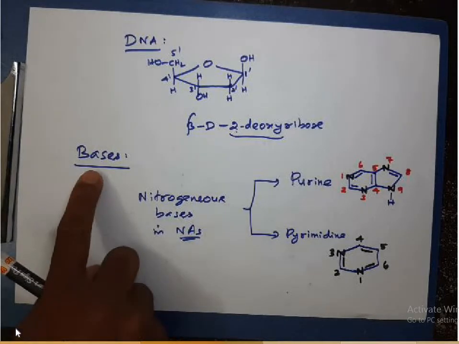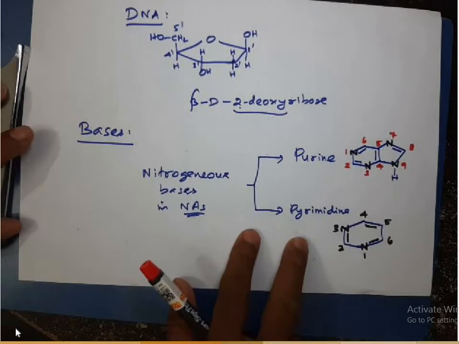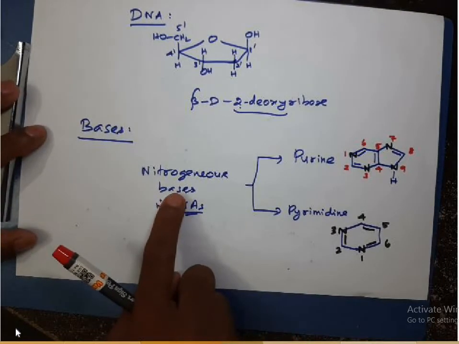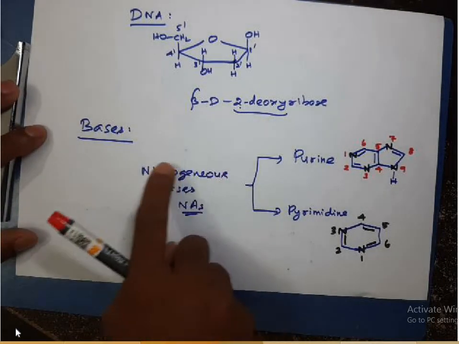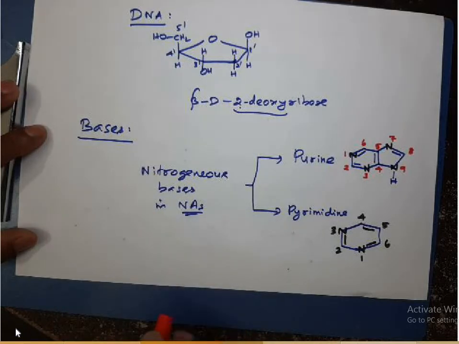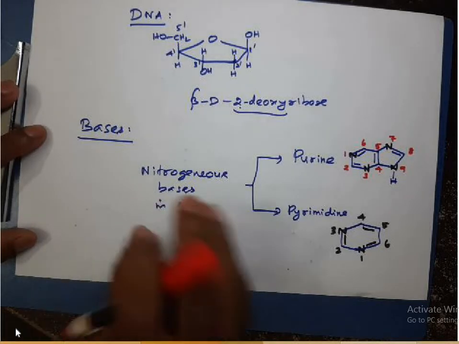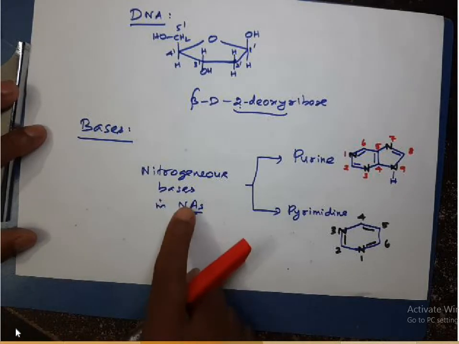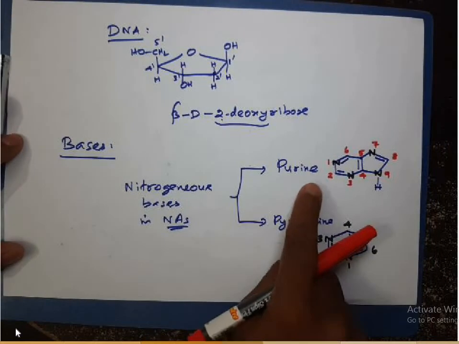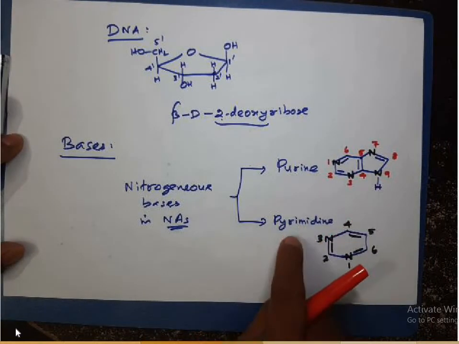Next one, bases. What are the bases present in nucleic acids? Actually we have two families of bases. The bases present in nucleic acids are nitrogenous bases. Nitrogenous means nitrogen containing bases. In nucleic acid we have two families of bases. One is purine, the other is pyrimidine.